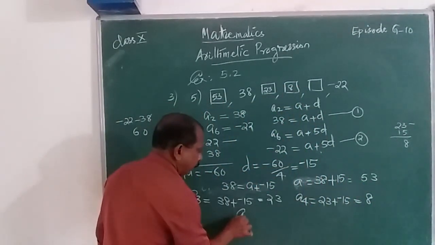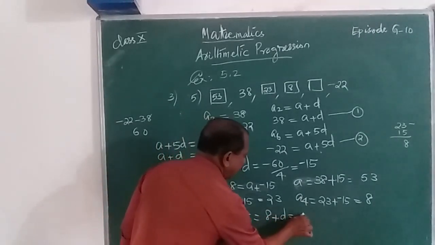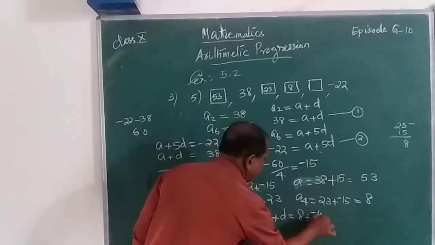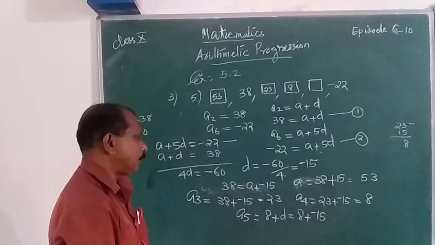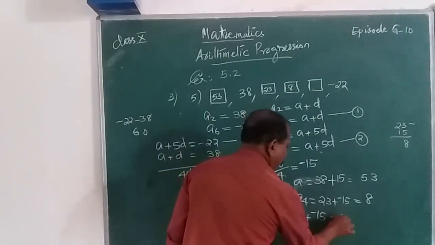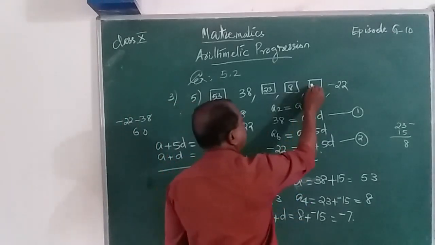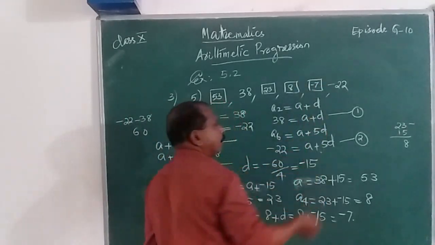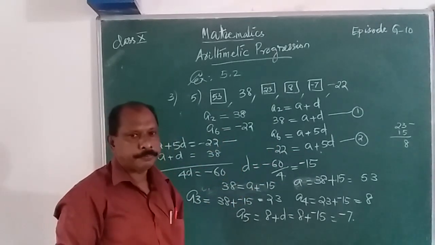Then A5, that is the fifth term, is equal to 8 plus D. That is 8 plus minus 15. 15 minus 8 will be minus 7. Therefore, this missing term is minus 7. Then minus 7 plus minus 15 is minus 22, that is the last term.